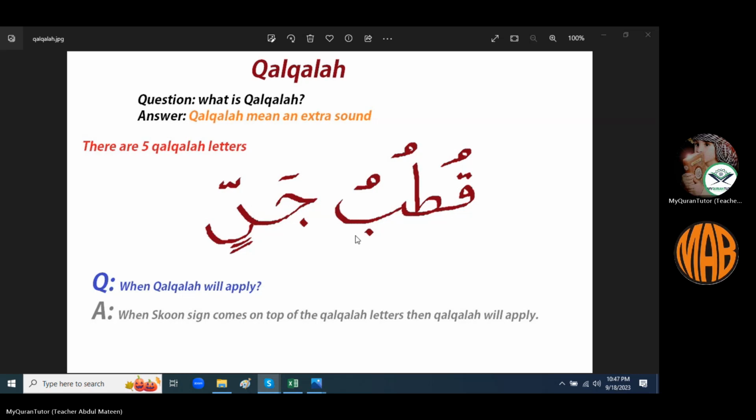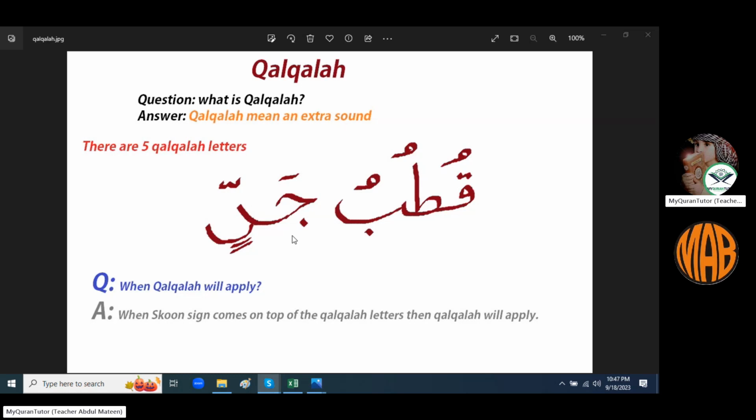In this chapter we will read about qalqala. Qalqala means extra sound, echo sound. There are 5 qalqala letters which are qaf, ta, ba, jim, dal. You can call them qutubu jaddin. You have to memorize it like qutubu jaddin.